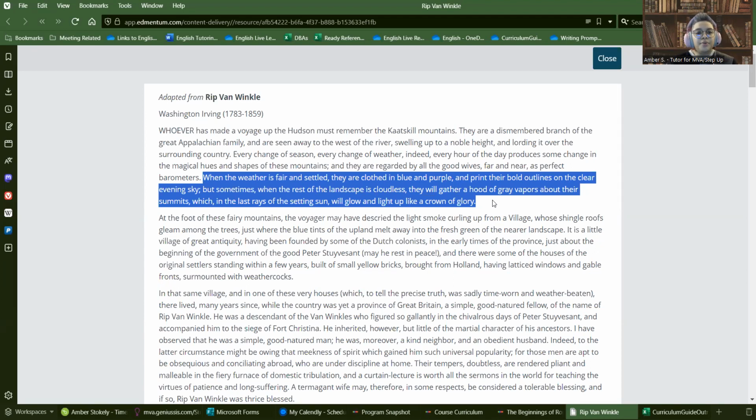So these are really big descriptions of what the mountains look like at different times. When the weather's good, they're clothed. That means they're covered in blue and purple. And they might be talking about what the sky looks like in the evening, because it says on the clear evening sky, right? And then it talks about what they look like when there are no clouds. They gather a hood of gray. So when it's too hot or too cold, you tend to get vapors in the air. Vapors is just, think of it like mist, basically. And it says it gets these vapors on their summits, so it's misty around the summits. And those can glow when the sun is setting.